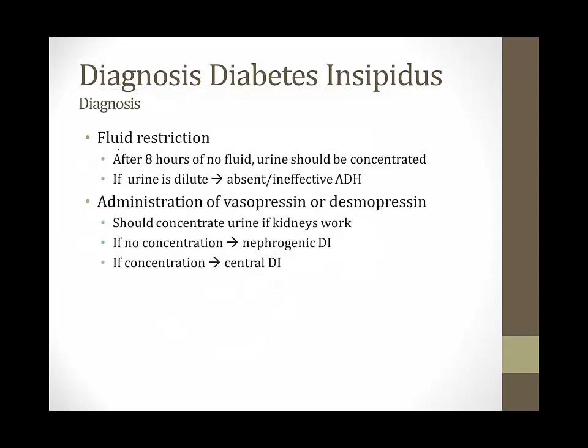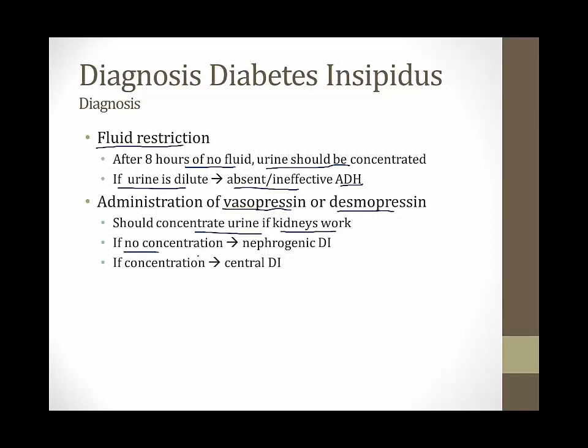Once you suspect the disorder based on polyuria and polydipsia in a dilute urine, you then ask the patient to restrict fluid. After 8 hours of no free water intake, the urine should become concentrated. If it remains dilute, this means there is absent or ineffective antidiuretic hormone. You can then administer an analog of ADH, either vasopressin, which is ADH itself, or desmopressin, which works like ADH, and this should concentrate the urine if the kidneys are able to respond.